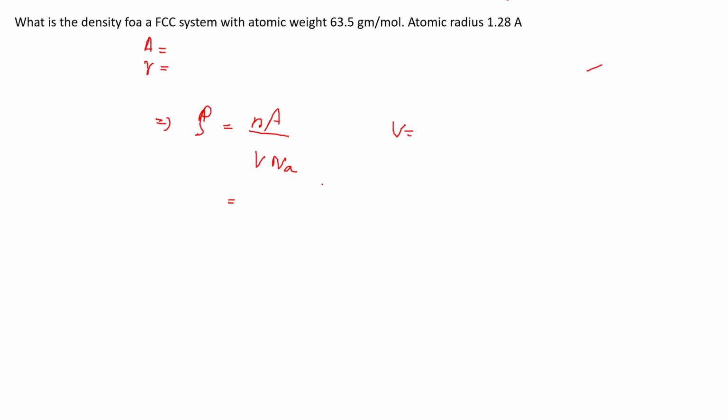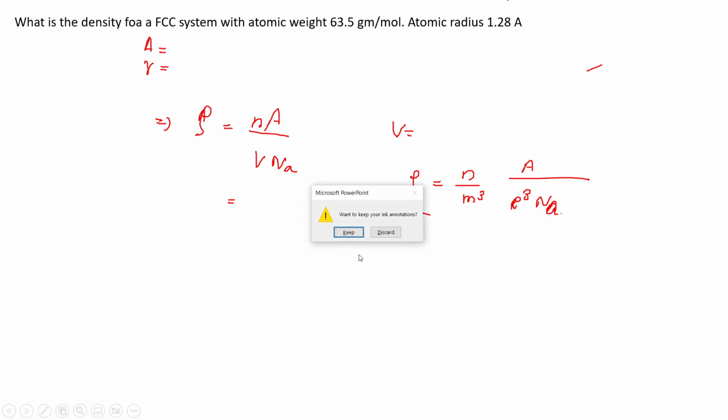the density directly. Otherwise, you can use density equal to N over A cube, which I already gave in the earlier problem. Then you need not find the volume directly; you just substitute the relation for A in terms of R, giving N A divided by R cube Na. So you can use either of these formulas. This is the direct formula, and here for the volume we are substituting this part. Then you can solve it directly. Substitute all the values, 4 into 63 point whatever value is given, and find the value of rho. Okay, and please keep in the chat box what density you have got.